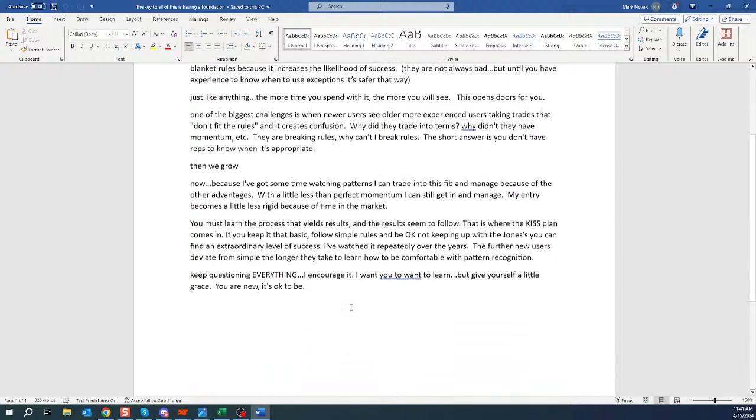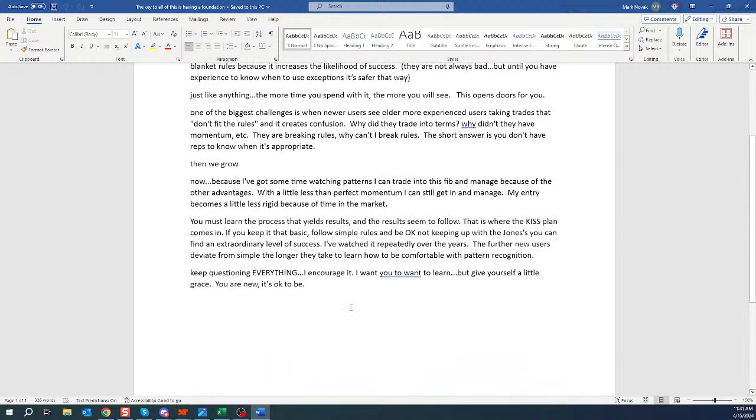So if you guys learn the process, the results tend to follow. If you worry more about the execution rather than the result, it's easier. And that's where the KISS plan comes in for you guys. If you keep it basic, if you follow simple rules, it's okay to not keep up with the Joneses. You really can find an extraordinary level of success.